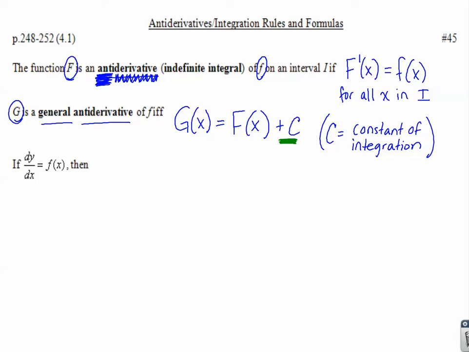Now, a lot of times we write the derivative as dy dx instead of f prime. So I want you to look at it like this. Let's say dy dx equals the function f of x. Let's do a little bit of balancing in the equation so you can see where some of the notation comes from. I'm going to multiply by dx on both sides of this equation. Then I get dy equals f of x times dx.